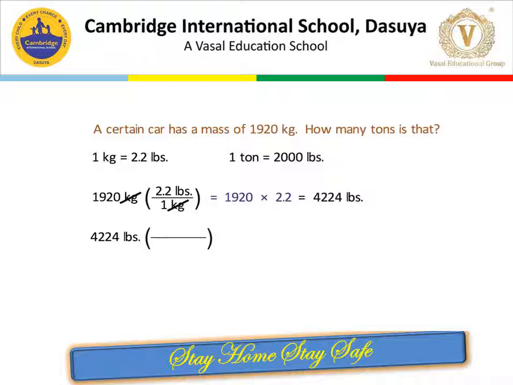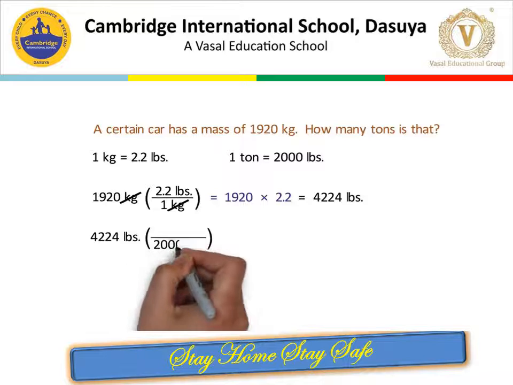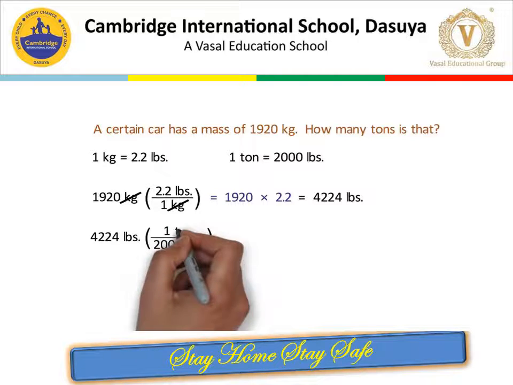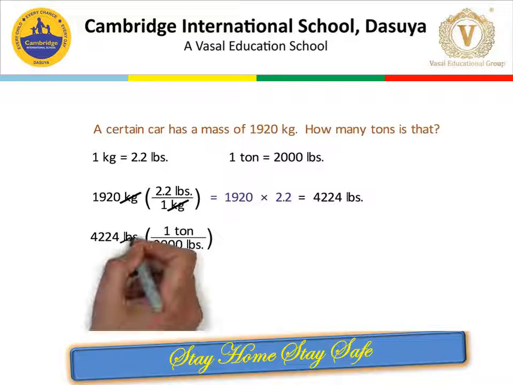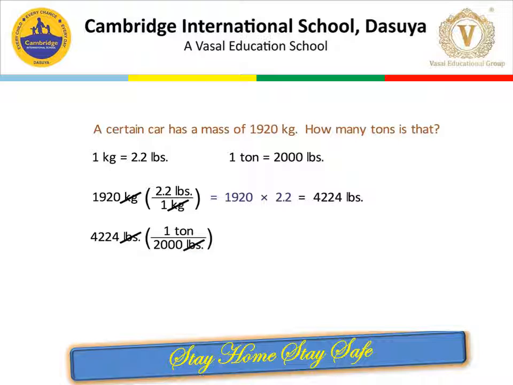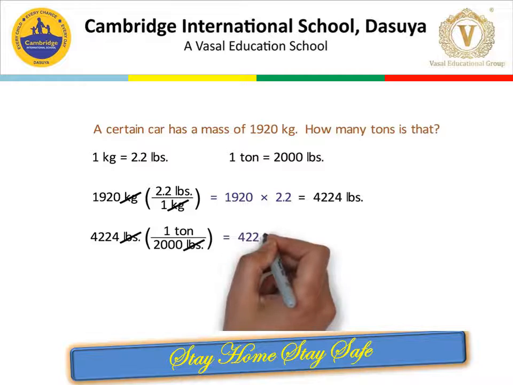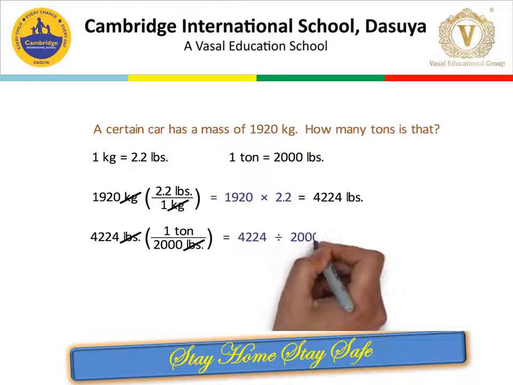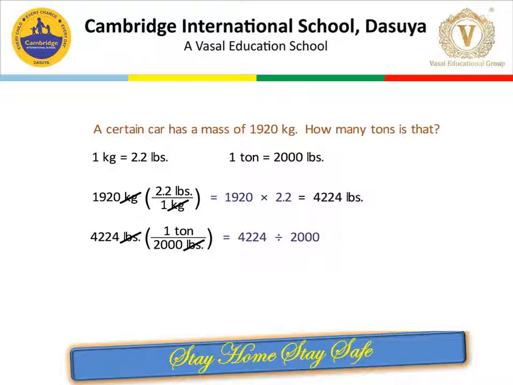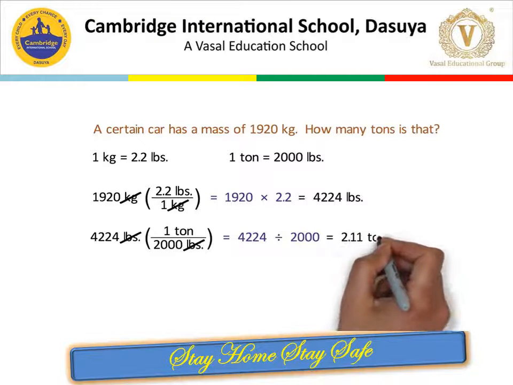Remember that we want to convert to tons, so we choose the conversion factor between pounds and tons. We write 2,000 pounds on the bottom and 1 ton on the top. Our pounds cancel out, and we are left with tons for the units of our answer. In our calculator, we type 4,224 divided by 2,000, because the 1 is on the numerator of the fraction. Our final answer works out to be 2.11 tons.